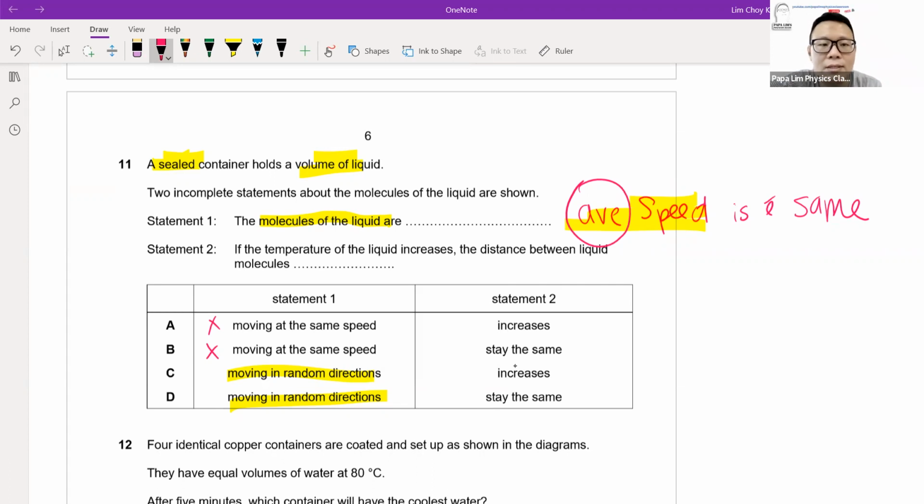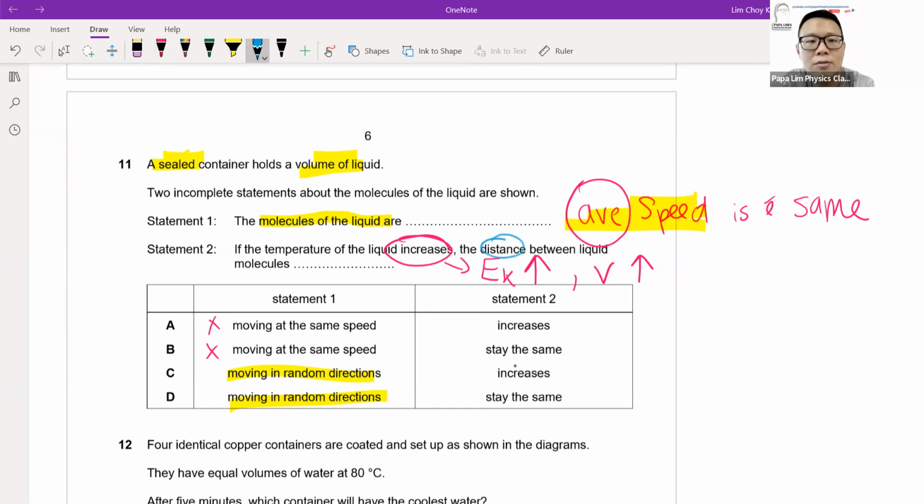So you are only left with C and D. Temperature increase, what will happen? If the temperature increases, the most straightforward thing based on the property of molecules is that the kinetic energy of the object increases, and the speed of the molecules increases. The distance, or what we call the intermolecular bonds, doesn't change.